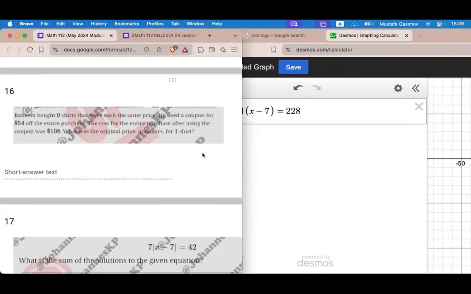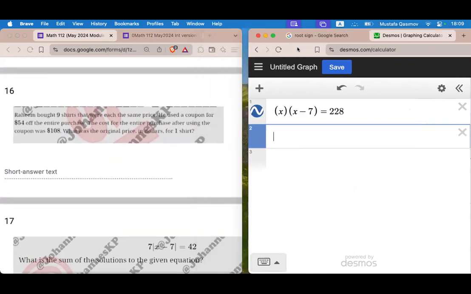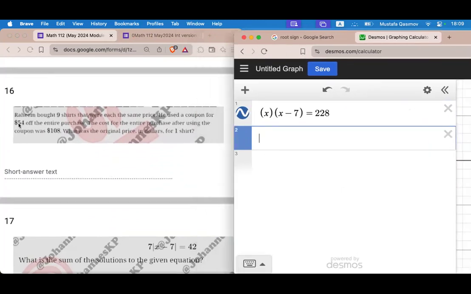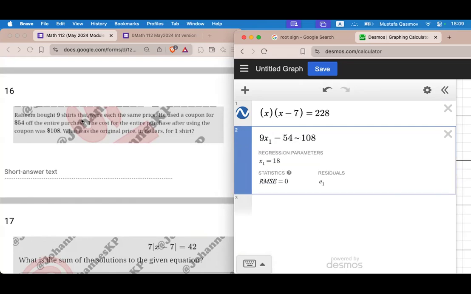Okay, we bought 9 shirts and it's $54 off with double F. 2F means it is reduction. So we decrease the total price 9x by 54 and we got 108. What's the value of x here? It is 18. Answer is 18.